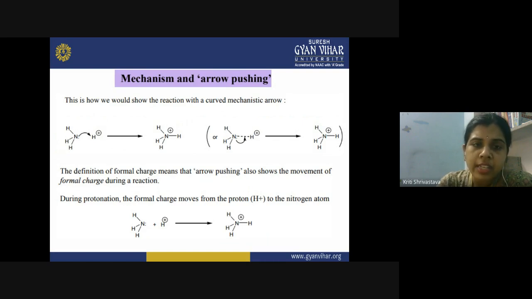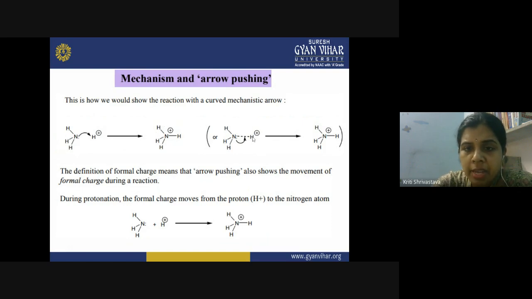Let us see how we show the reaction with the curved mechanistic arrow. These are the two electrons on the nitrogen atom, and they are going to the hydrogen, so we draw the arrow like this. This arrow shows the movement of electrons, from nitrogen to hydrogen. The direction of the arrow shows where the electrons are moving, and the tail of the arrow starts from the place where the electrons are moving from. So from nitrogen to hydrogen, these electrons are transferred, and you draw this arrow like this. Finally, you get the ammonium ion.